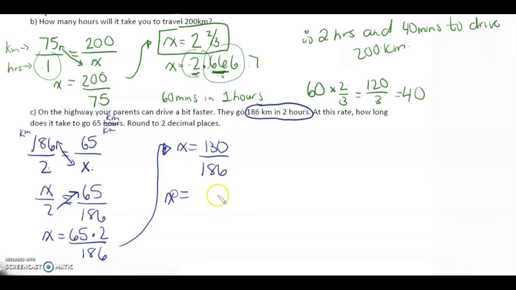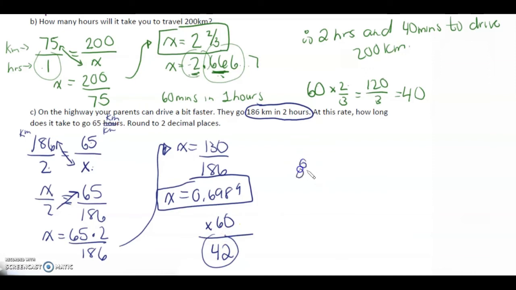Okay, so I get this really ugly decimal. I get 0.6989. Having a fraction doesn't make sense with minutes or hours. So what we want to do is take that fraction of an hour and multiply it by 60. So just leave it in your calculator as is, multiply it by 60, and then we're going to round. So therefore, to drive 65 kilometers, it takes 42 minutes.